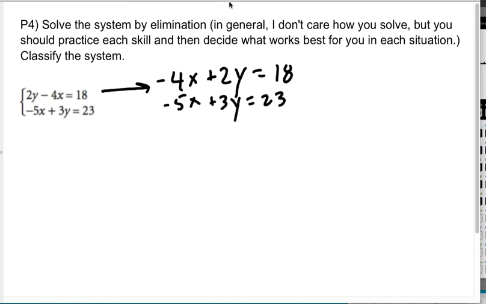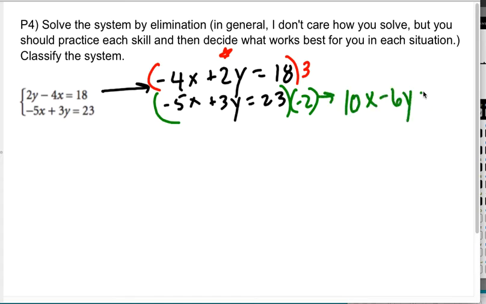So in this situation, I'm going to go ahead and pick the y's, which means I want a common multiple of 6. So I'm going to multiply the top by 3 to get a positive 6, and I'm going to multiply the bottom by a negative 2 to get a negative 6. So the bottom is going to end up being 10x minus 6y equals negative 46. The top is going to end up being negative 12x plus 6y equals 54.